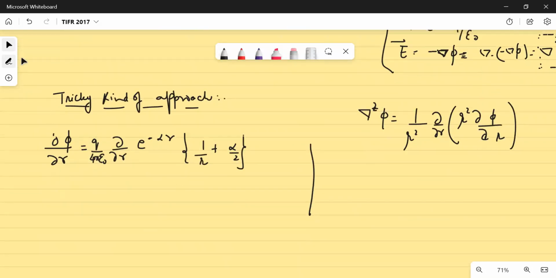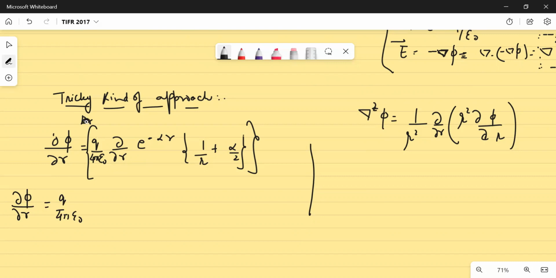Now, sorry, this is not del phi upon del r. This is simply my phi, and I have to differentiate it with respect to r. So what will be my del phi upon del r? Del phi upon del r would be equal to q upon 4 pi epsilon naught, which comes out.